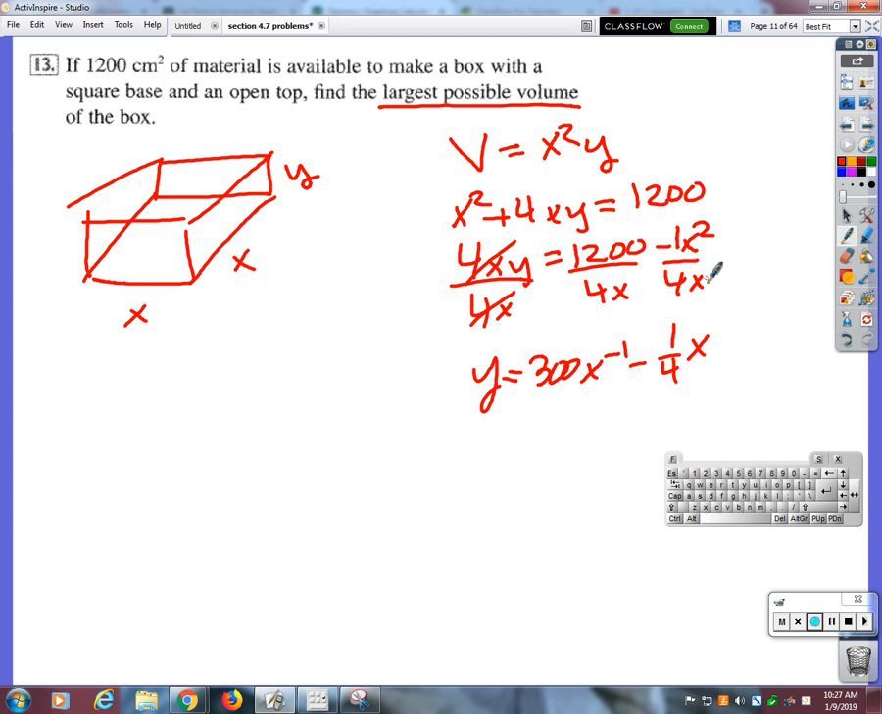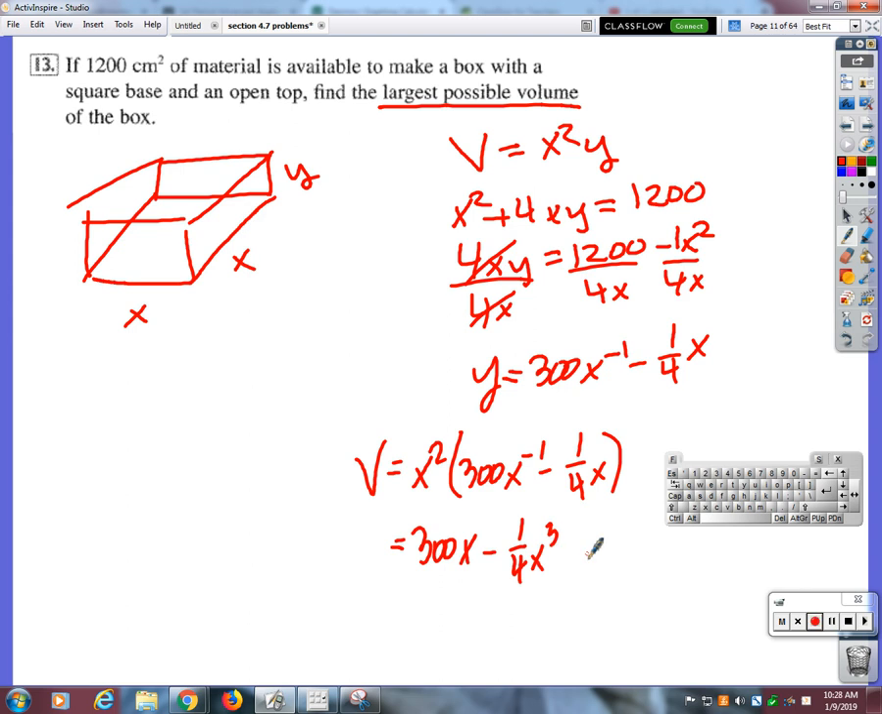Okay, so now I have to take that and substitute it back into my volume equation because that's what I'm trying to, in this case, maximize. So I'm going to go x squared times 300x to the negative 1 minus 1/4 x. For the volume? Okay. And now I'm going to distribute the x squared. So 300x minus, oh, no negative exponents.